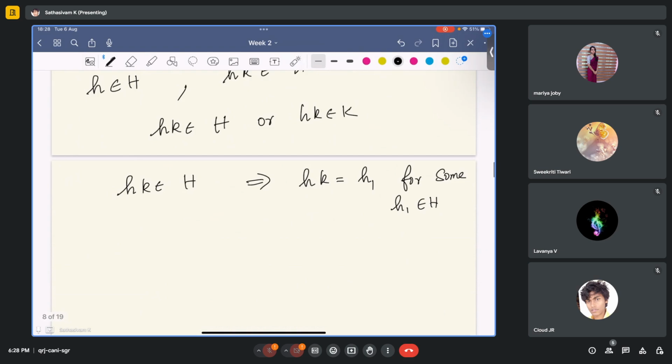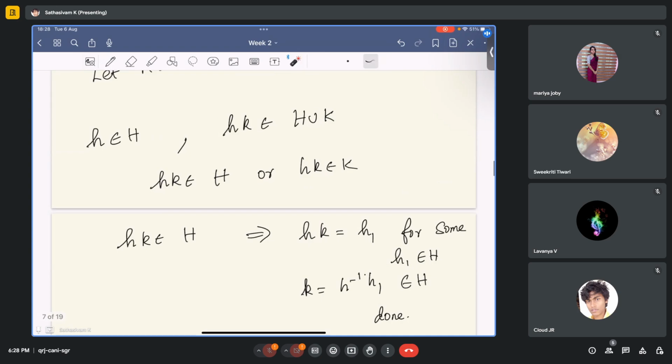Okay. So then you can multiply by the inverse. You can see that K equals H inverse H1. This belongs to H. And then you are done here. But the problem here is it cannot necessarily always belong to here.